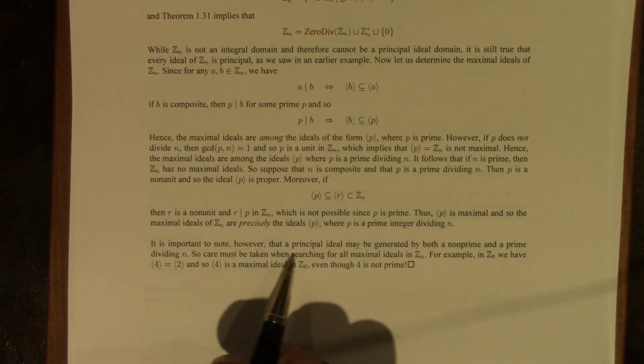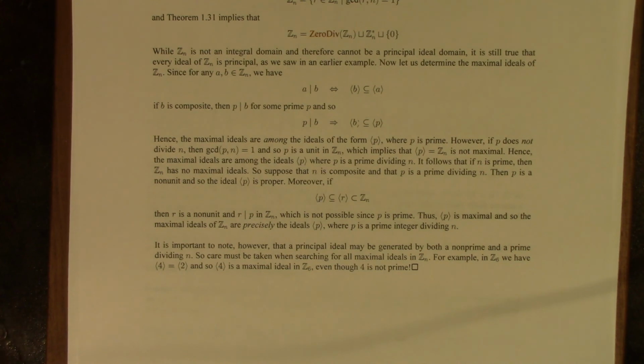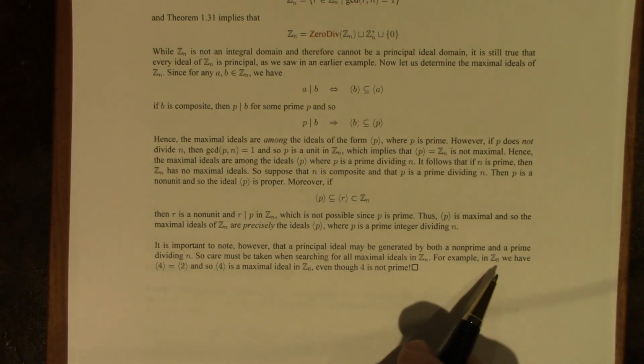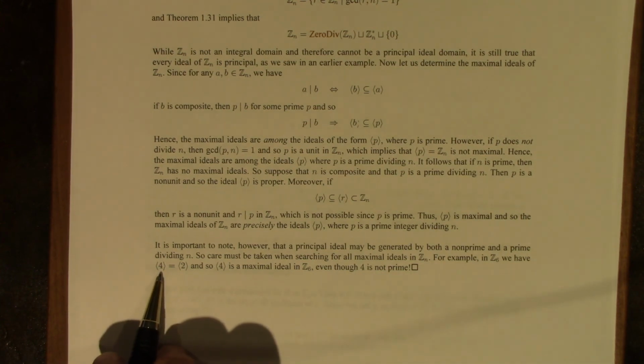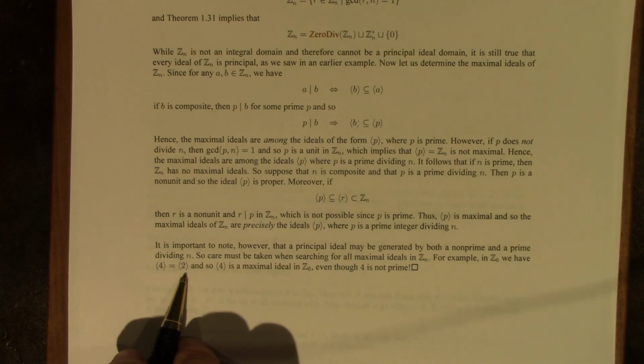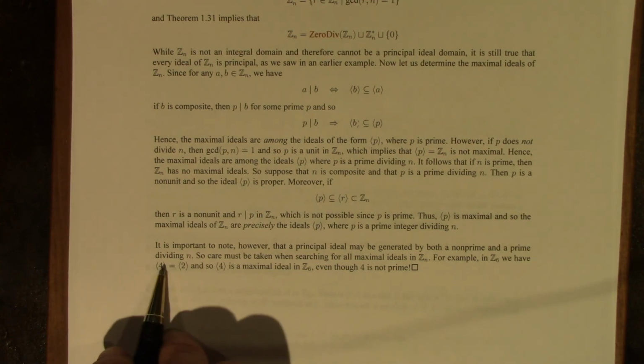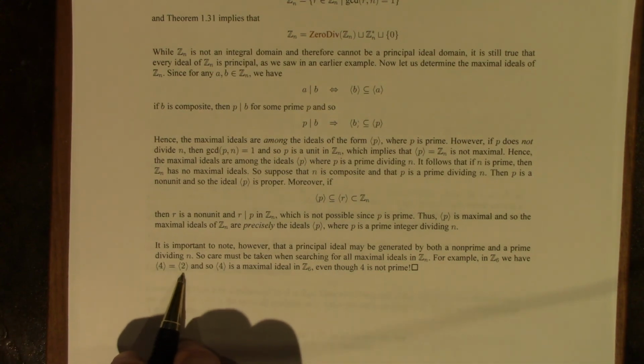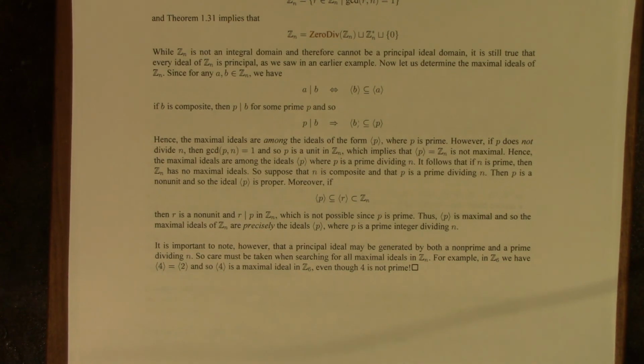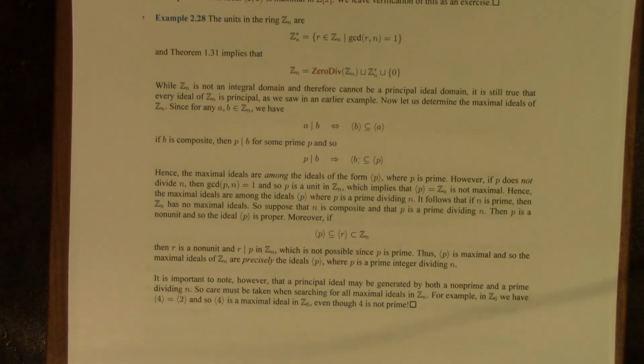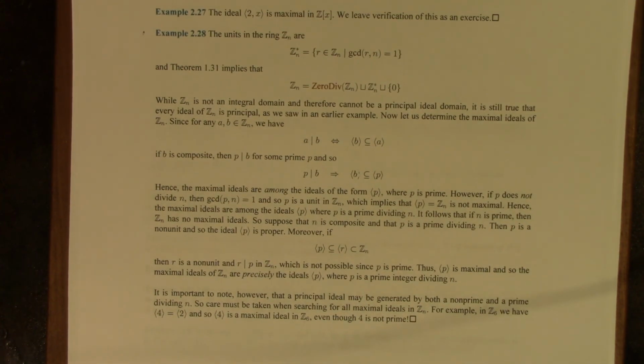It's also important to note that a principal ideal may be generated by both a non-prime and a prime, so we have to be careful here. So in searching for maximal ideals, for example, in Z6, the ideal generated by 4 is the same as the ideal generated by 2. So this is a maximal ideal, even though 4 is not prime, but it's maximal because 2 is prime, and it divides 6. Okay. This example is a little testy. You might need to read it a couple times and then see if you can recreate it yourself. And I think that would be a useful exercise.